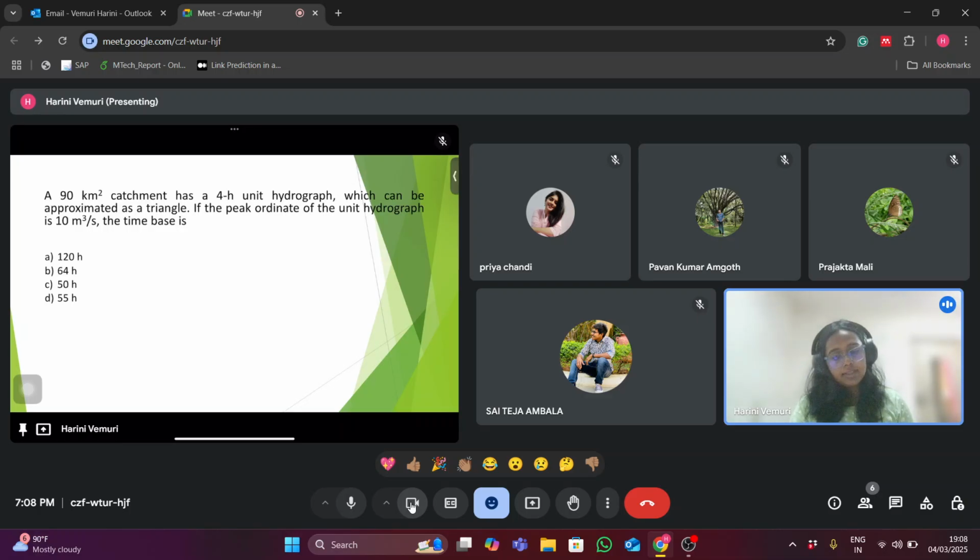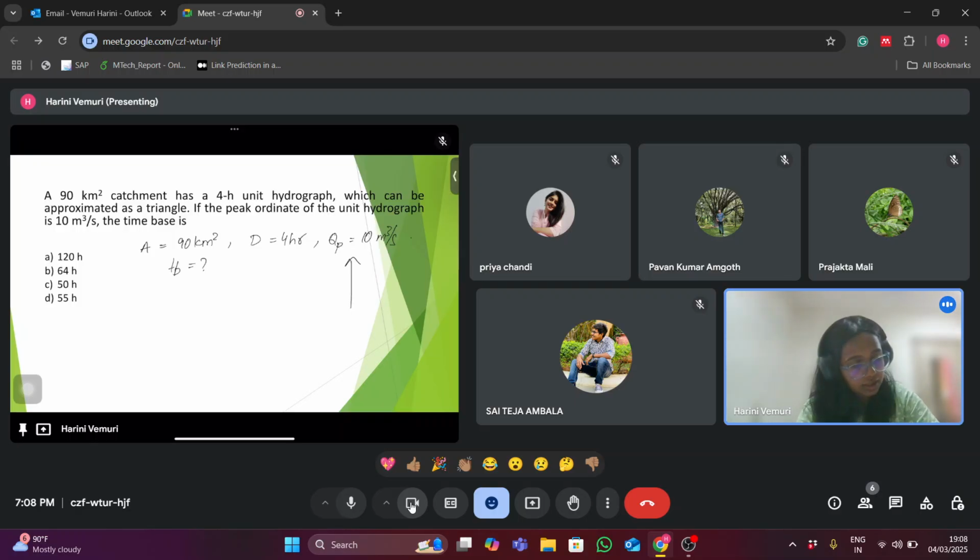The next problem is a 90 kilometer square catchment. So the area of the catchment is 90 kilometer square. It has a 4-hour unit hydrograph. That means T is 4 hours, which can be approximated as a triangle. The peak coordinate of the unit hydrograph, QP, is 10 meter cube per second. What is the base time?